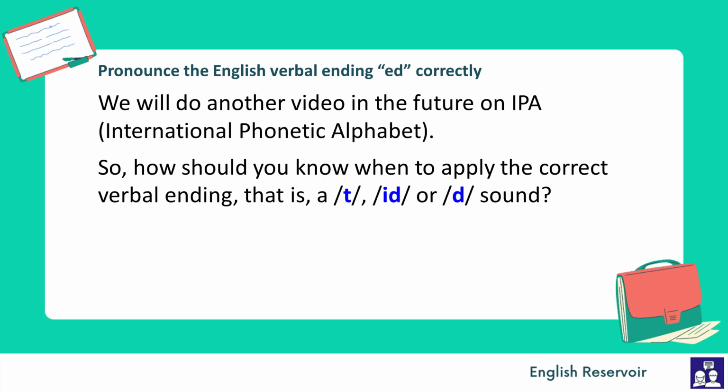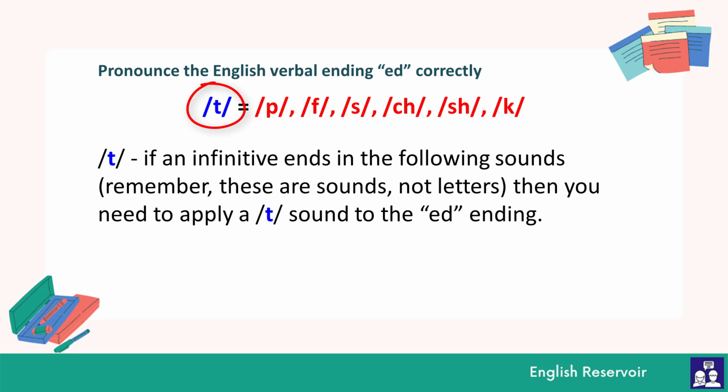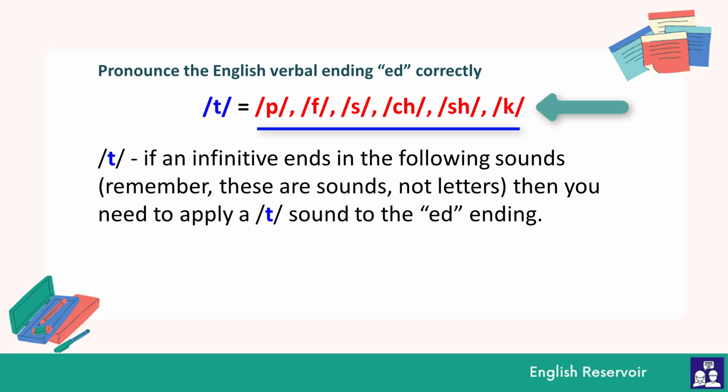So, how should you know when to apply the correct verbal ending, that is, t, id, or d? Let us go through each sound, t, id, and d, one by one. T. If an infinitive ends in the following sounds, remember, these are sounds, not letters, then you need to apply a t sound to the ed ending. T equals p, f, s, ch, sh, k.